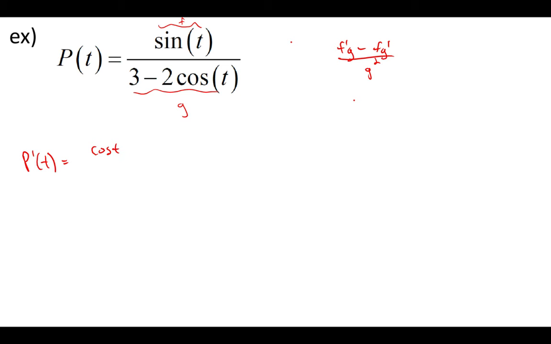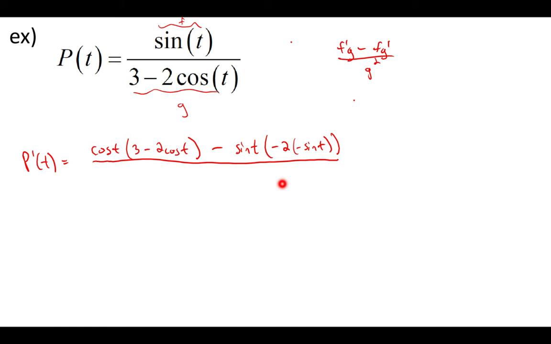So cosine of t times the original bottom, 3 minus 2 cosine t, minus original f there, sine t, times the derivative of the bottom. Well, derivative of 3 is 0. That just goes away. Minus 2 cosine t, so it'll be minus 2. Derivative of cosine is negative sine. I realize you won't be able to go quite this fast. You probably don't have these memorized yet, but take your time. Look at your sheet if you need to. And then over the bottom squared, 3 minus 2 cosine t quantity squared.